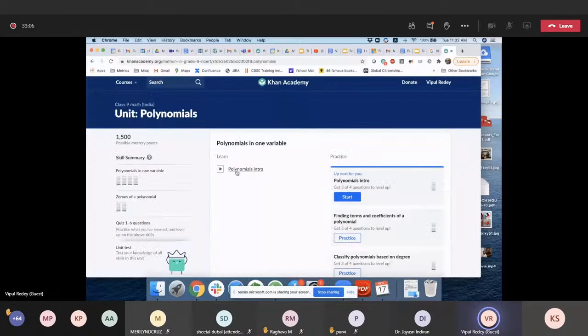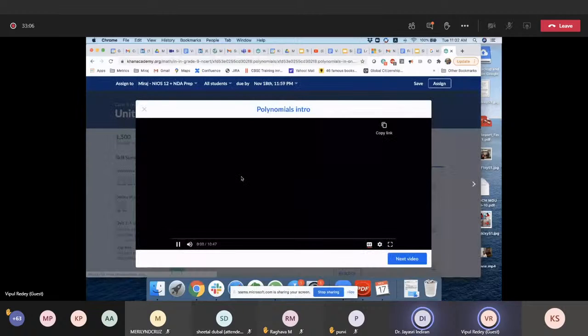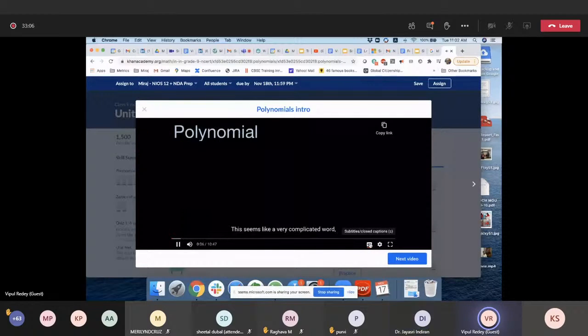Let's explore the notion of a polynomial. So this seems like a very complicated word, but if you break it down, it'll start to make sense, especially when we start to see examples of polynomials. So the first part of this word, let me underline it. We have poly. This comes from Greek for many.